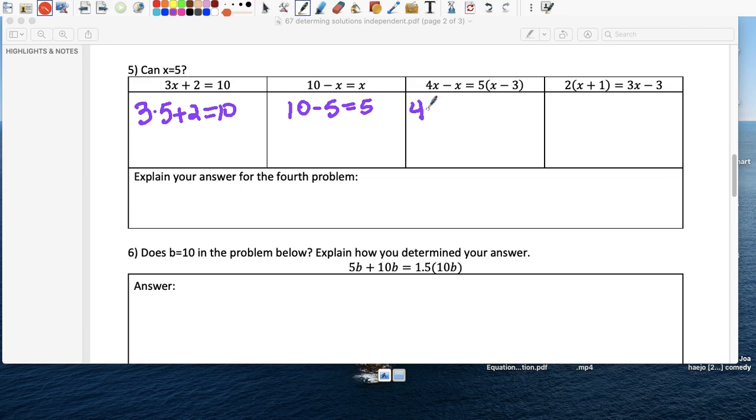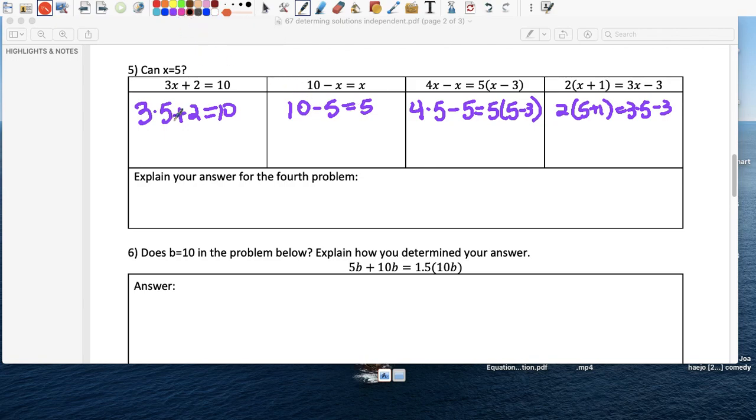So here we got 4 times 5 minus 5 equals 5, and then inside the parentheses, 5 minus 3. Last, I get 2, and then 5 plus 1, and then equals 3 times 5 minus 3. All right, so cambié todos los x, I changed all the x with 5. All right, so let's do the first one.